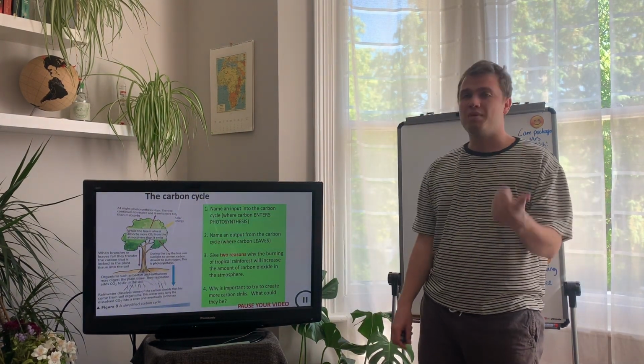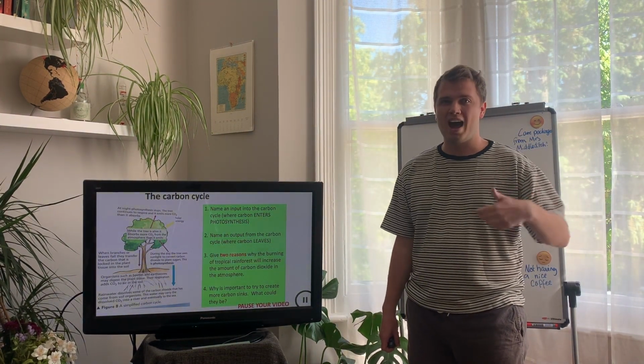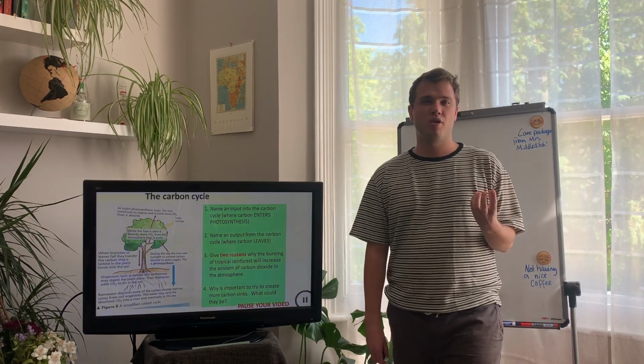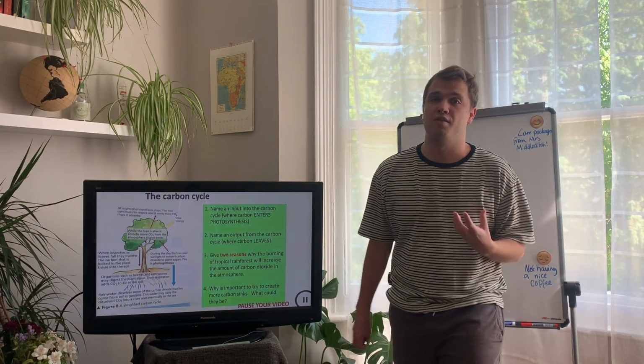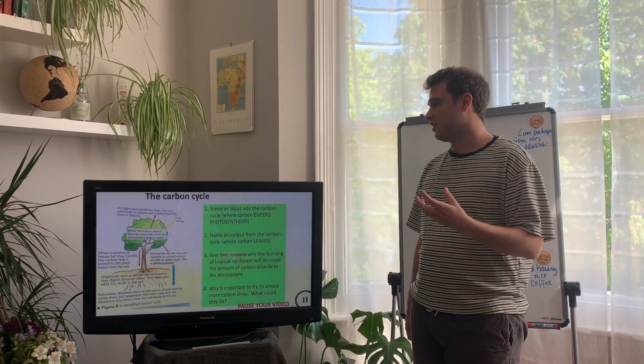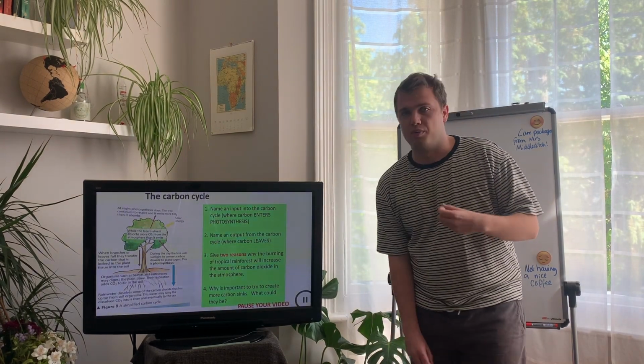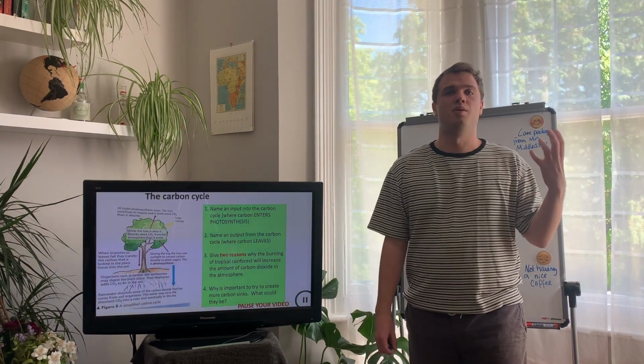So question 1, name an input into a carbon cycle. So what is an input? How does carbon get into the cycle? What is the process? One of the processes you can pick out from here which introduces carbon to the carbon cycle. And then what is an output? What is a way that the carbon leaves this carbon cycle within a tree?